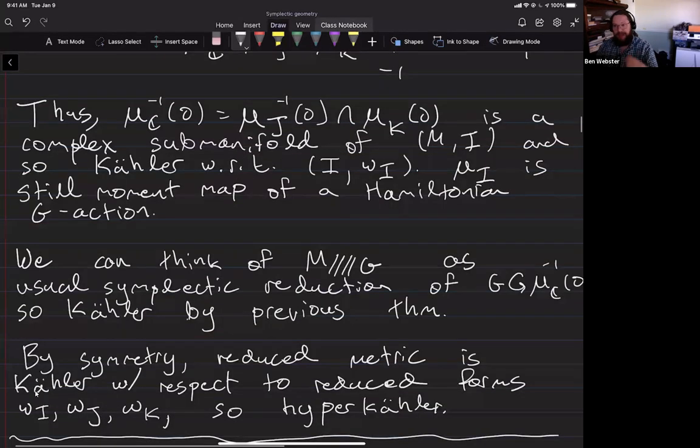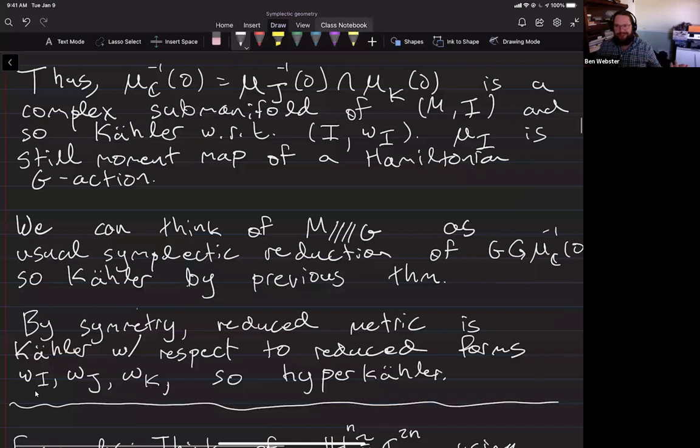Which means that this guy is Kähler with respect to I by the theorem I discussed before. It's a Kähler quotient, because I'm taking a Kähler thing and doing symplectic reduction of it. But there's nothing special about I. I can do exactly the same argument, swapping the roles of I and J or I and K. So if I privilege each of my complex structures separately, or in fact any point in the unit sphere given by them, I can check for each one of those separately that my reduced space is hyperkähler, because it's Kähler for that whole sphere of complex structures.